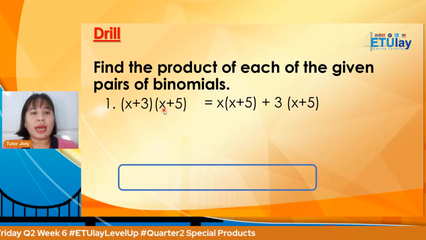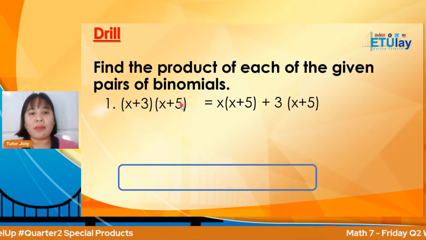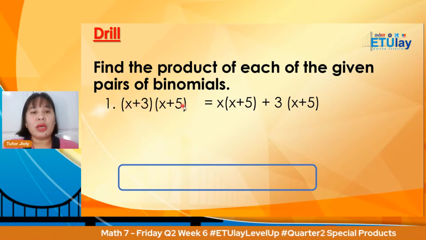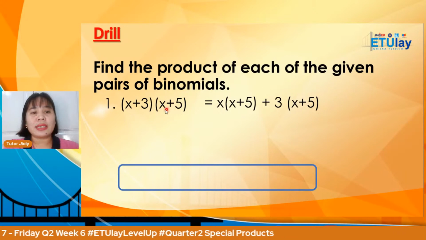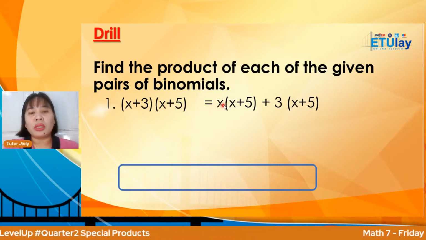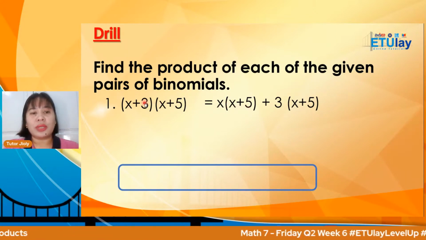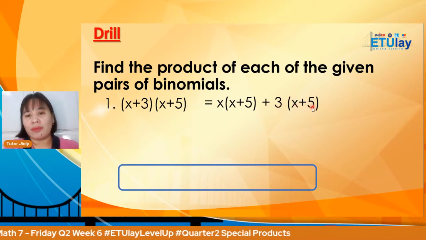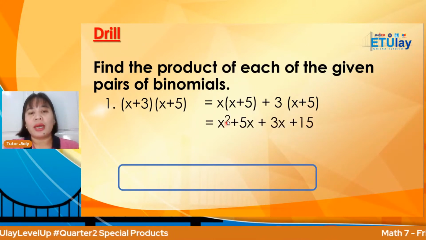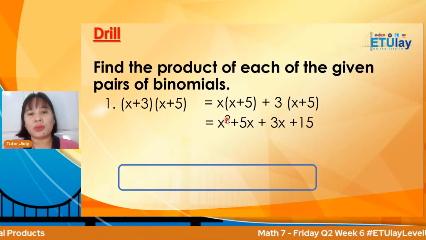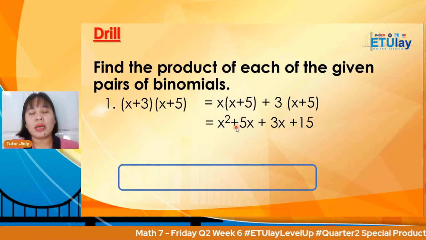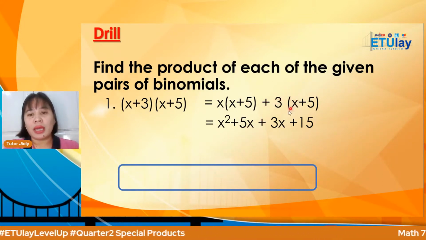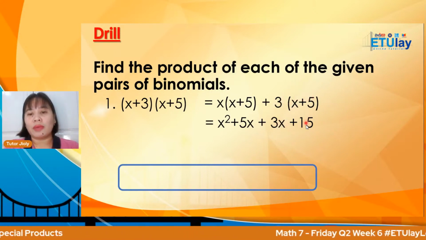So we have, okay, quantity x plus 5, i-multiply natin doon kay x, quantity x plus 3. So, the first one that we're going to do, i-multiply natin kay x, si x plus 5. So, we have x multiply to quantity x plus 5. Then, yung 3, i-multiply natin, plus 3 multiply to quantity x plus 5. Then after that, we're going to simplify. Okay, so x times x, that is x raised to 2, x times positive 5, that is plus 5x, then plus, copy natin yung plus sign, then 3 times x, that is 3x, plus 3 times 5, that is 15.